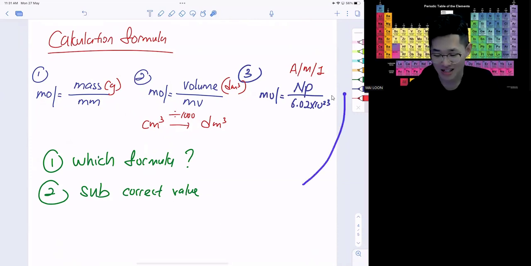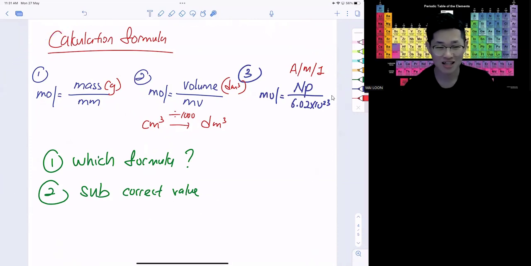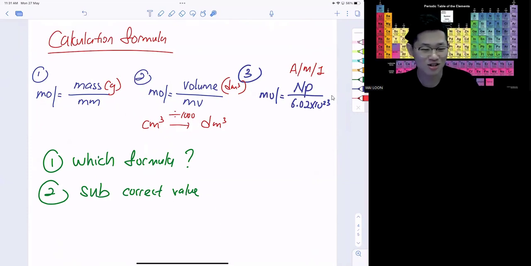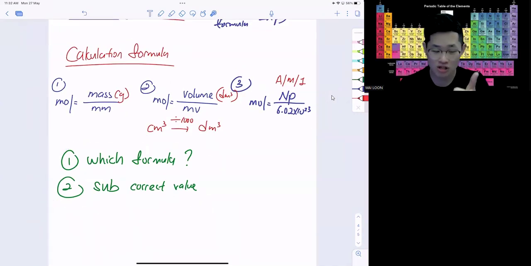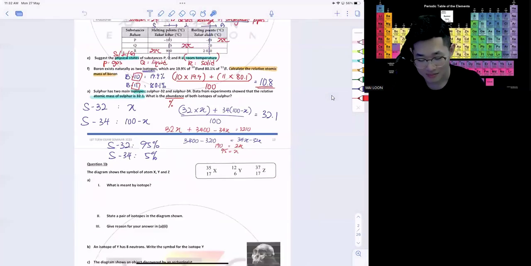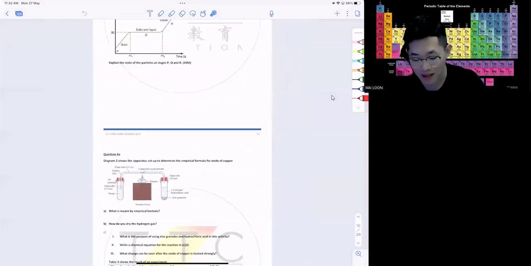So this you can write down if you want, but I think it's in the notes, so no need to write it down also can. The steps are: which formula do we use, and then sub in the correct value. So let me show you how to use it. We go straight to the page.